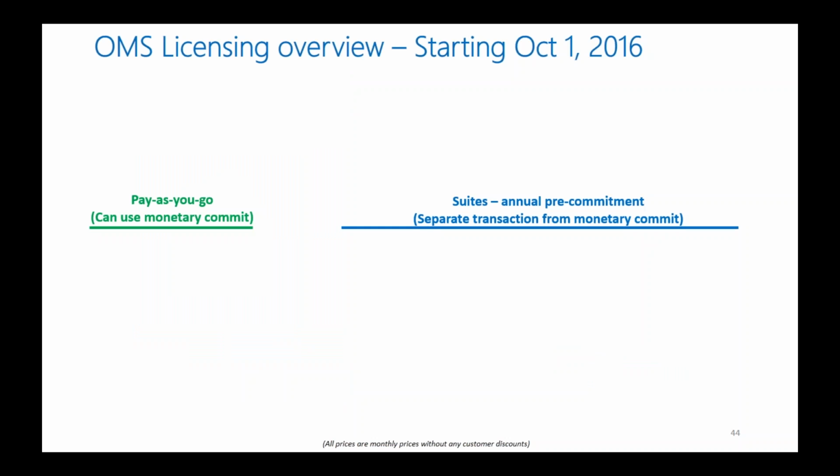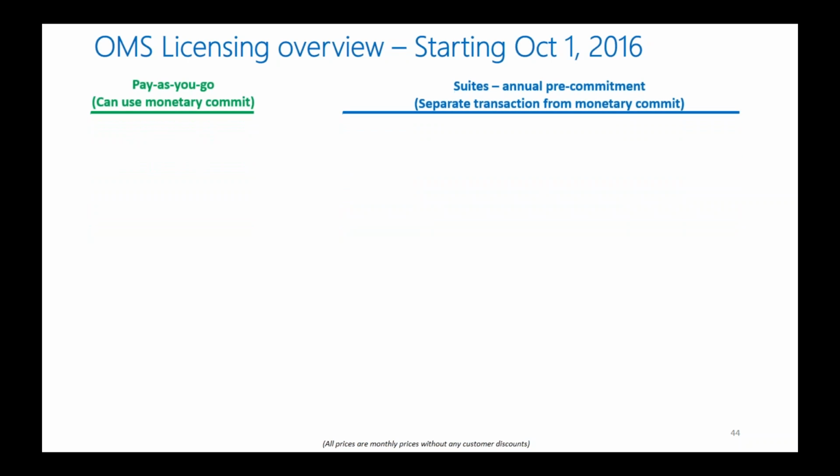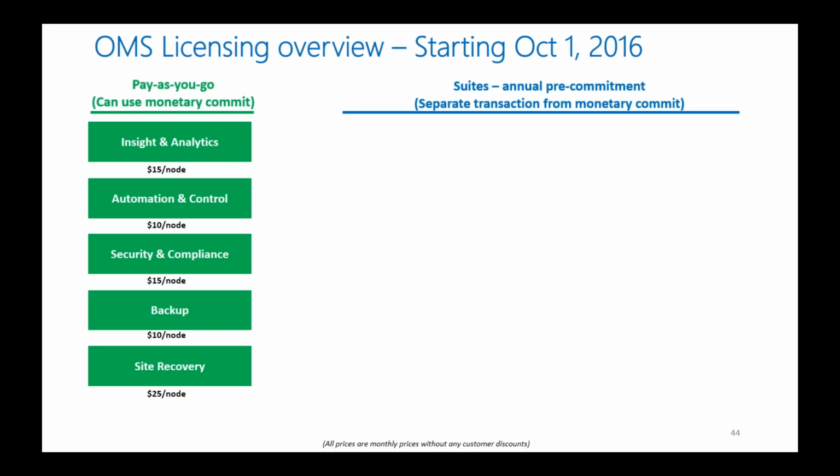To give you an idea from a licensing perspective how you would license this, a lot has changed since October. I talked in more detail in the first session, so I'm just going to briefly go through this. But as you can see here, you can do pay-as-you-go, and the two on the bottom, backup and site recovery, are the ones that we've mentioned today and went into depth on. So backup typically is $10 per node retail here, site recovery $25 per node, and that's pay-as-you-go. So you can go month to month. You can use your monetary commit through Azure, through your EA for that.